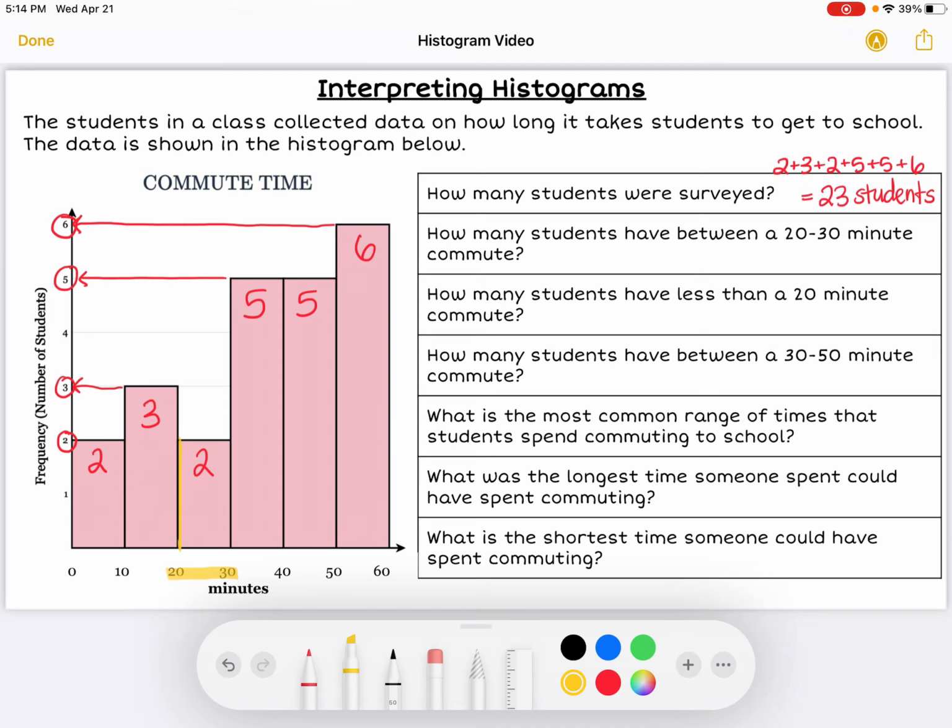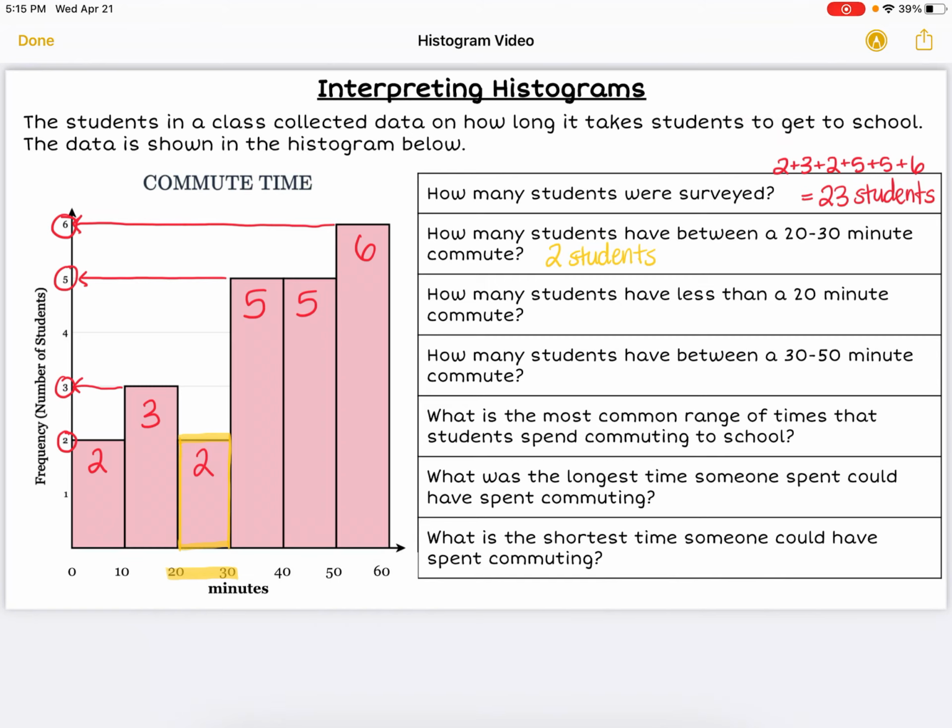So I'm just going to want to know how many students are between 20 and 30. So that's how many students are in this one rectangle, this one bar. And I already counted that the height for this is 2. So there's 2 students that have a commute between 20 and 30 minutes. So 2 students.